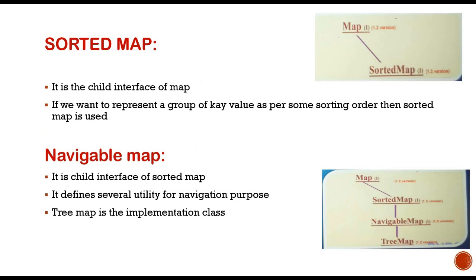When it comes to sorted map, it is a child interface of a map. If you want to represent a group of key value pairs as per some sorted order, then sorted map is used. When it comes to navigable map, it is a child interface of a sorted map. It defines several utilities for navigation purposes. Tree map is the implementation class.